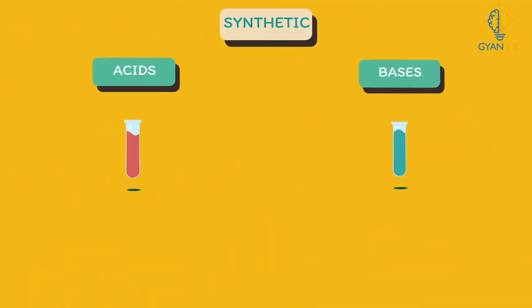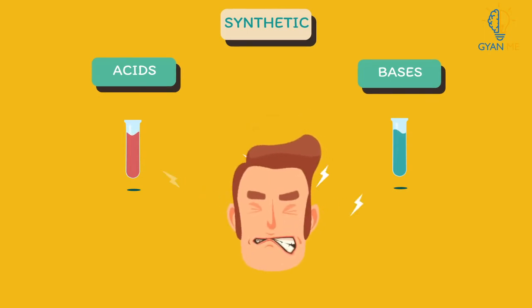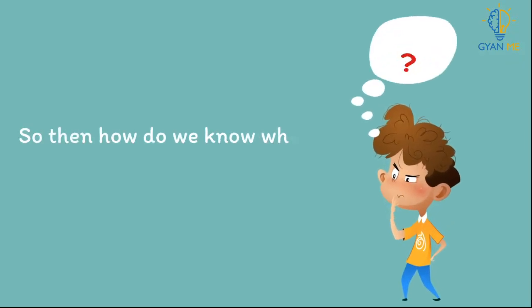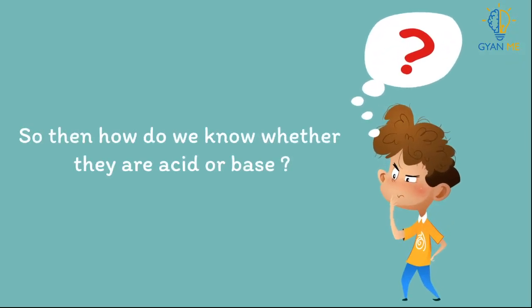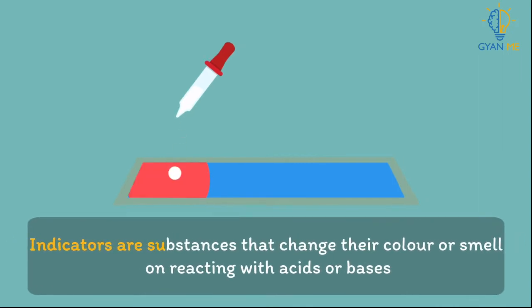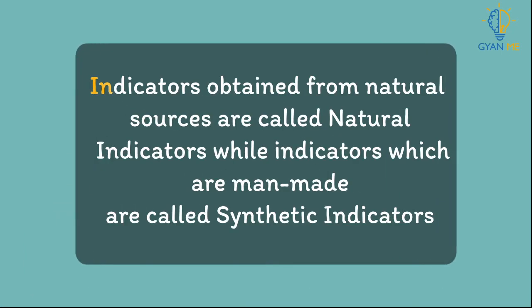Generally, synthetic acids and bases are very strong and hence should not be tasted to know whether they are sour or bitter. So then how do we know whether they are acid or base? To solve this problem, we take help of indicators. Yes students, indicators are substances that change their color or smell on reacting with acids or bases. Indicators obtained from natural resources are called natural indicators, while indicators which are man-made are called synthetic indicators.